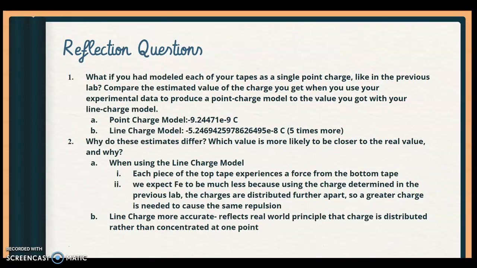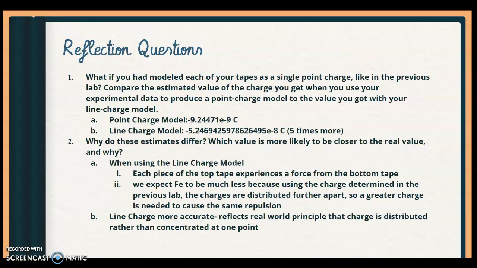Now, what if we model each of the tapes as a single point charge like the previous lab? So in the point charge model, the charge would be negative 9.24 times 10 to the negative 9th coulombs, but in the line charge model, it's negative 5.24 times 10 to the negative 8 coulombs, which is 5 times more. Why do these estimates differ, and which value is more likely to be closer to the real value?